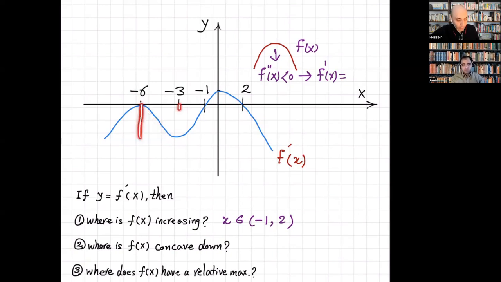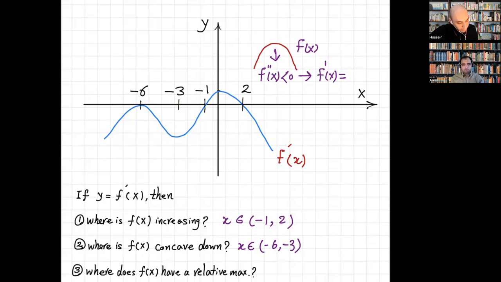So from here to here, the slope is negative, meaning that the second derivative is negative, and so it's concave down. One interval is from here to here, from -6 to -3. The slope is negative, so I'm going to write that down: x belongs to -6 to -3. Then let me find out if there is another interval.